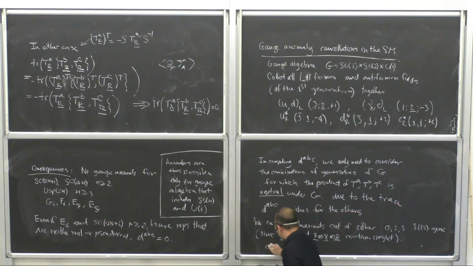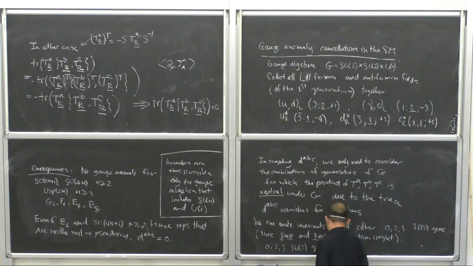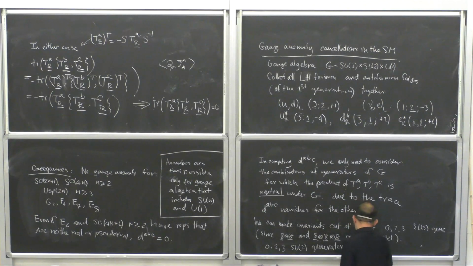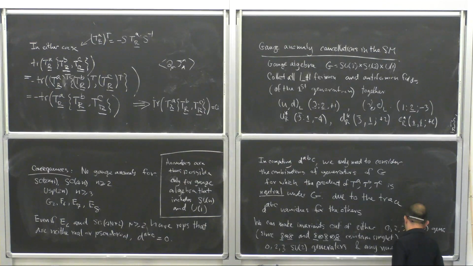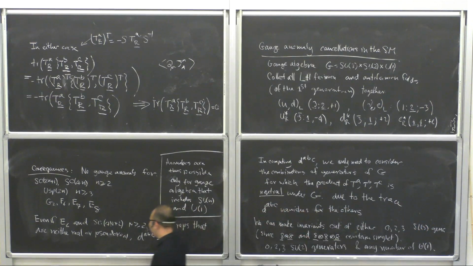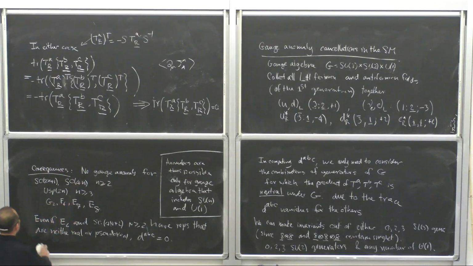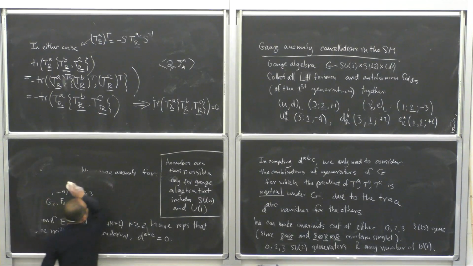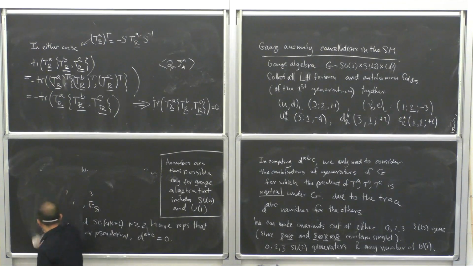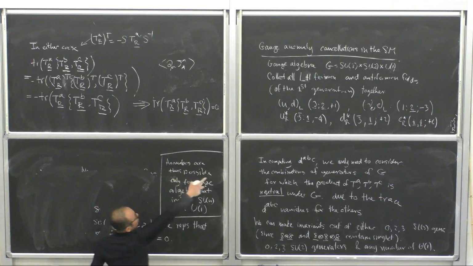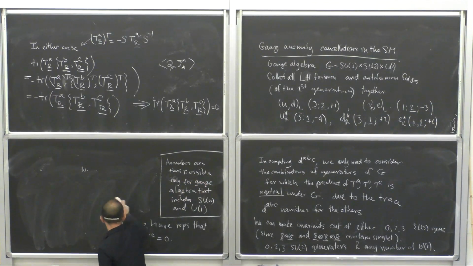You can also consider 2, 0, 2, or 3 SU2 generators, and any number of U1. So what I mean here, if you find this a bit abstract, look at this example carefully. Please look at this table, and I will start doing this thing carefully in front of you.